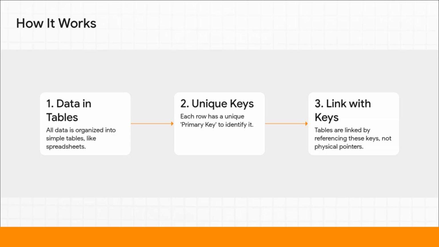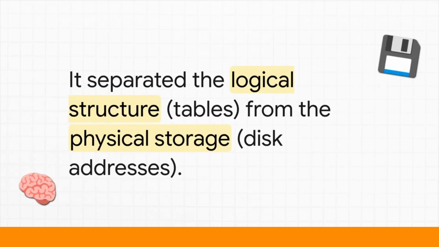No more physical pointers telling the computer where to look on the disk. The relationships were now logical, not physical. And that was the whole ballgame. Codd separated the logical model, how you, the programmer, think about the data in neat tables, from the physical model, which is where the bits and bytes actually live on a disk. All of a sudden, programmers didn't have to be hardware experts anymore. They could just ask for what they wanted and let the database itself figure out the fastest way to get it. A total game changer.